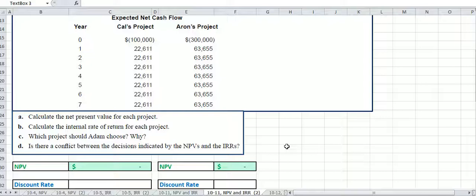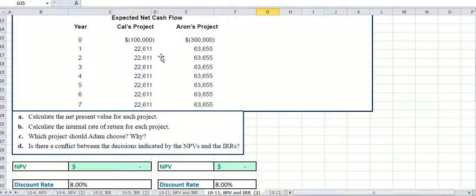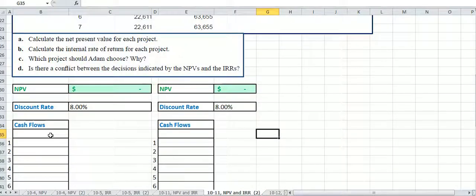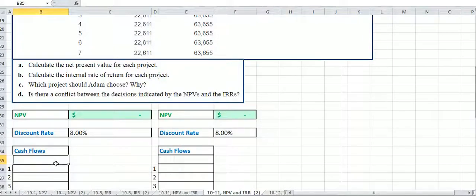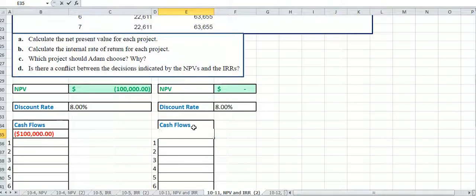The first thing I guess we want to put in here is our discount rate, which is 8%. So we'll go ahead and just put that in right there. And then we're going to have a negative, a cash outlay of $100,000 for Kyle. So we want to put that in as a negative $100,000. And then over here we want to put a negative $300,000.